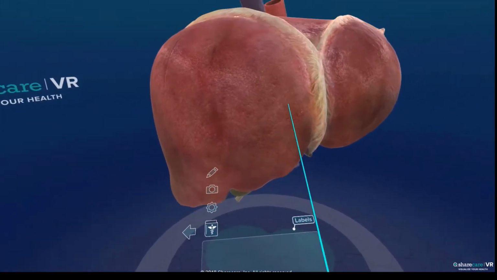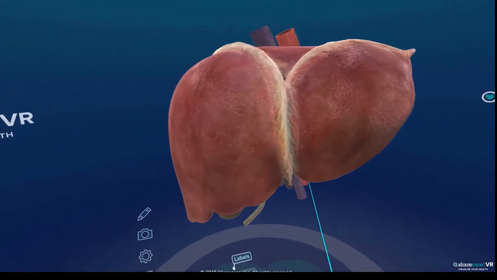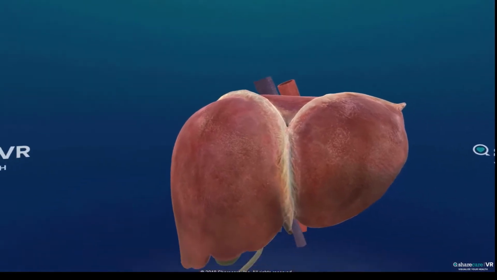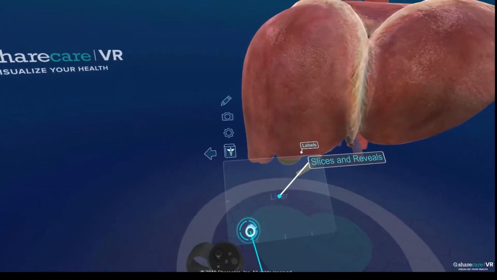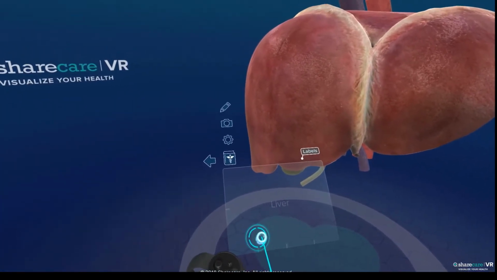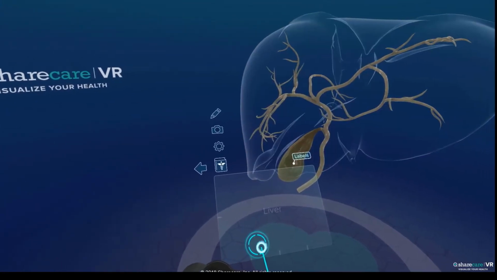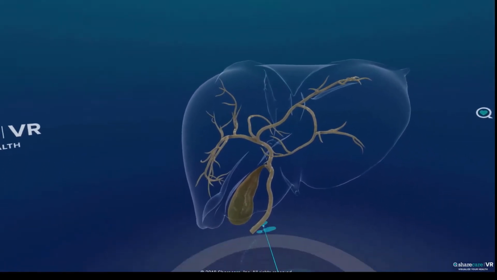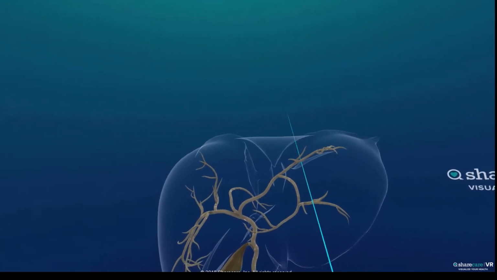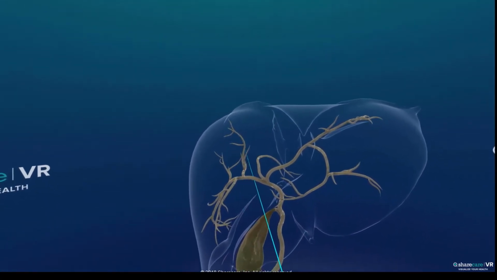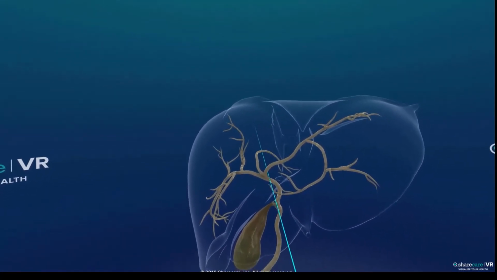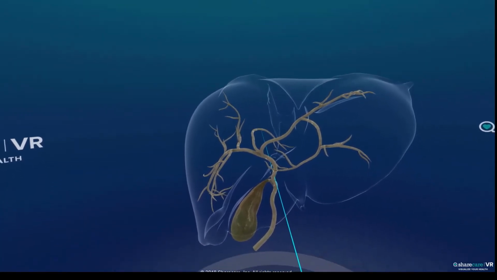Okay, so I'm going to turn this just a little bit so we're facing a little bit more anteriorly to it, and then we are going to slide this palette a little bit to the right, and then we'll be able to just see the ducts within the liver, and you can see the left hepatic duct and the right hepatic duct, and they come together to form the common hepatic duct.